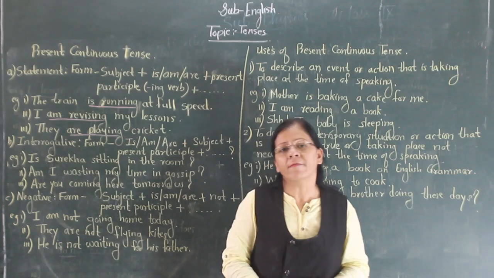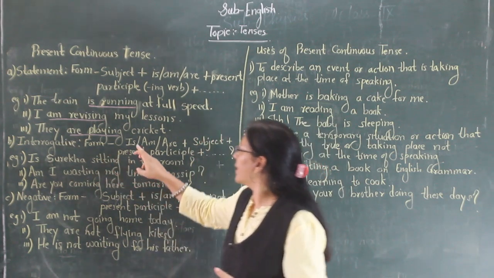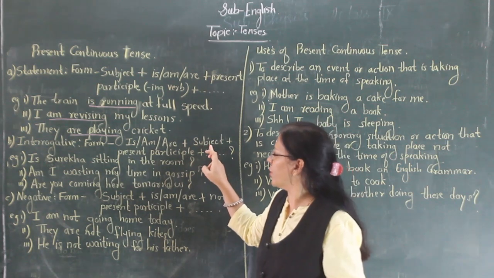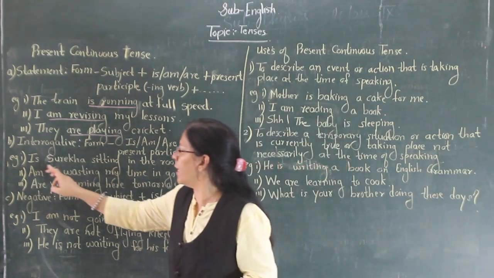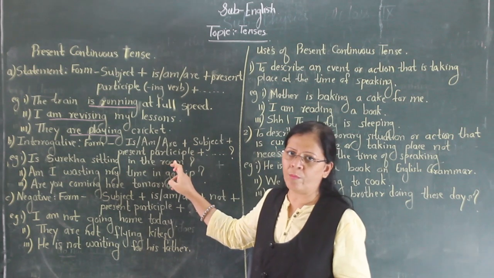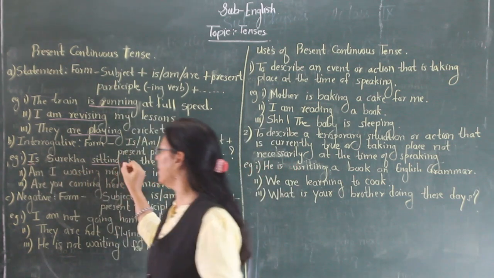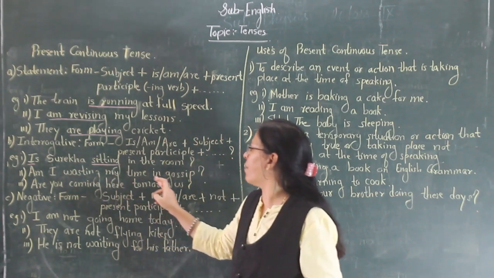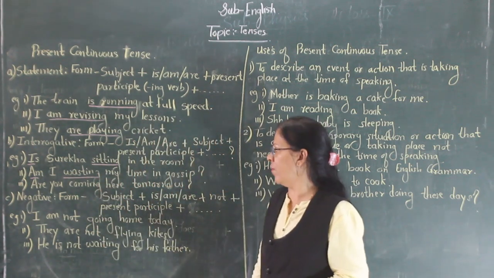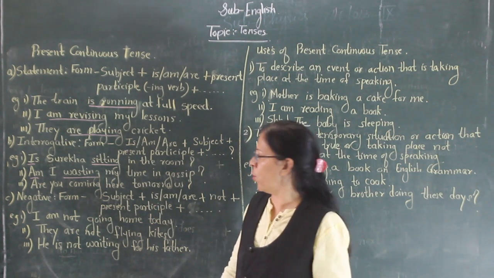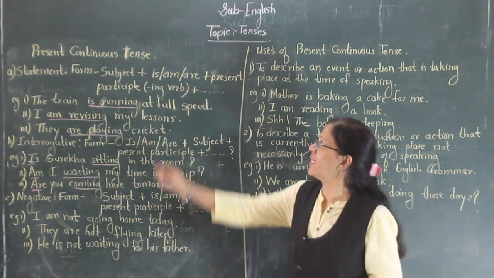Next is the interrogative sentence. So what is the form of present continuous in an interrogative sentence? The form is is, am or are plus subject plus present participle plus the remaining part of the sentence. For example, is Surekha sitting in the room? So is sitting is the verb. Am I wasting my time in gossip? Plus the ing form of the verb. Next, are you coming here tomorrow? Are coming. So whenever we use the ing form, that is continuous.